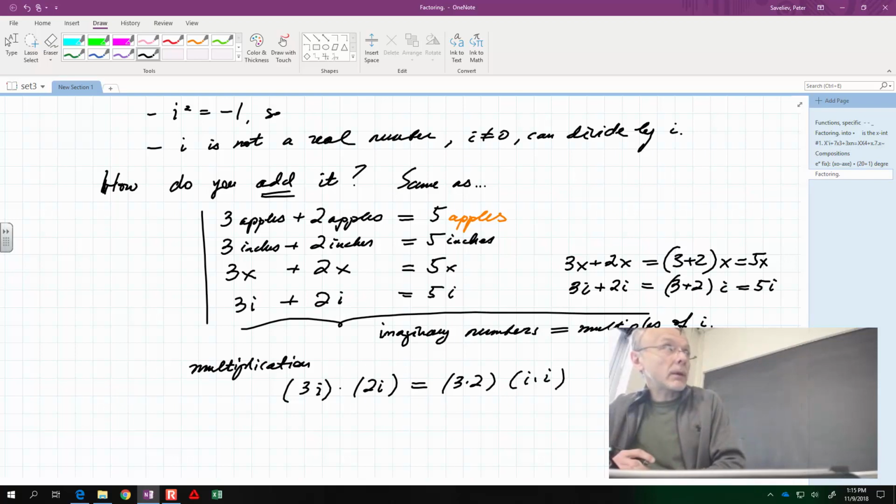I pull the similar things together, real numbers with real numbers, imaginary with imaginary. So then I have 6, and multiply, that's the first number. What's the second number? i squared, which is negative 1. So the answer is, as you can see, negative 6. So that's how we do computations with imaginary numbers.